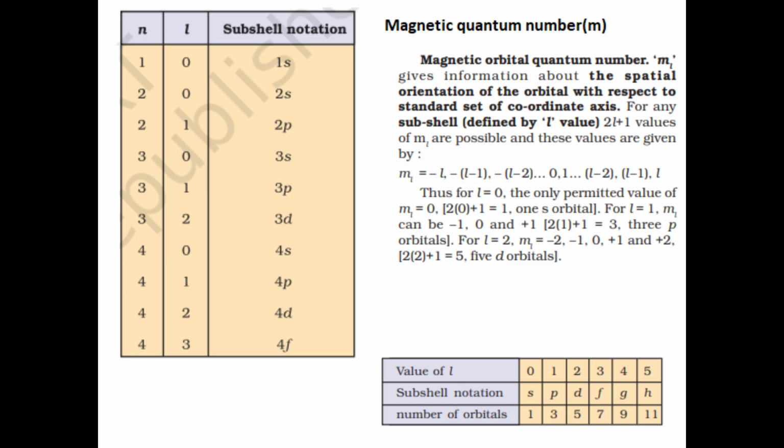So the subshells: for the value of l equal to 0, the subshell notation is s, and the number of orbitals is 1. For l value 1, the subshell notation is p, and the number of orbitals is 3. For l value 2, the subshell notation is d, and the number of orbitals is 5. For l value 3, the subshell notation is f, and the number of orbitals is 7, and so on.